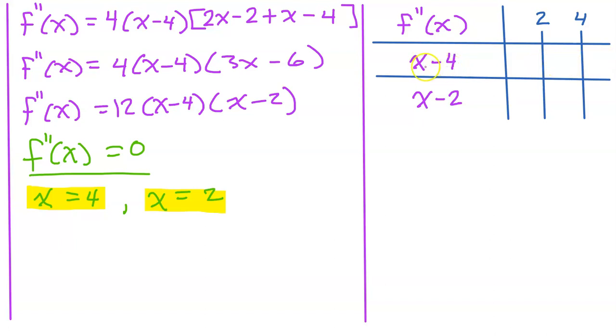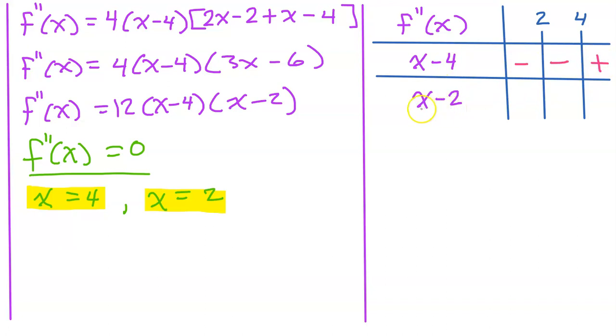X minus 4. If you set this equal to 0, you get x equals 4. So 4 is the cutoff. If you choose a value of x that is less than 4, then the expression will be negative. For example, if x is 0, then you just have negative 4. If you choose values of x that are greater than 4, x minus 4 will be positive.